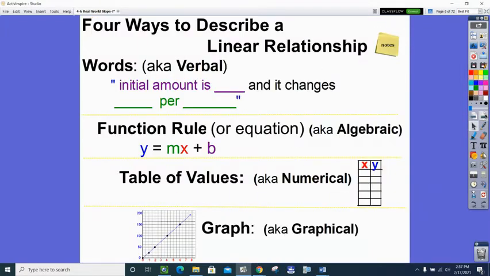So we're going to see our linear relationships in words. We're going to see them in function rules. We're going to see them in tables. We're going to see them in graphs. And we're going to work basically with all four of these as we go forward to answer real-world questions.